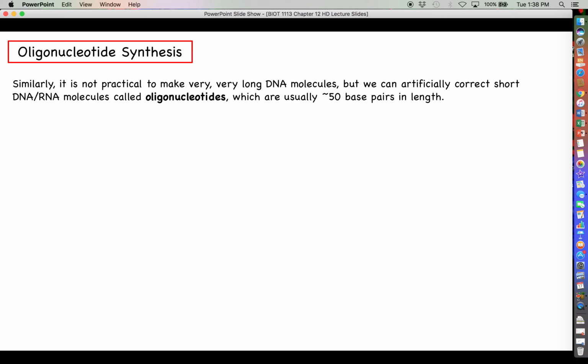So the other thing that we can do, which is very similar to peptide synthesis, is called oligonucleotide synthesis. So just as in the same way it wasn't very practical to artificially make a protein, it's not very practical to make very, very long DNA molecules. But similarly also, we can artificially create short DNA or RNA molecules called oligonucleotides. They're not very long, they're usually somewhere in the neighborhood of 50 base pairs in length.